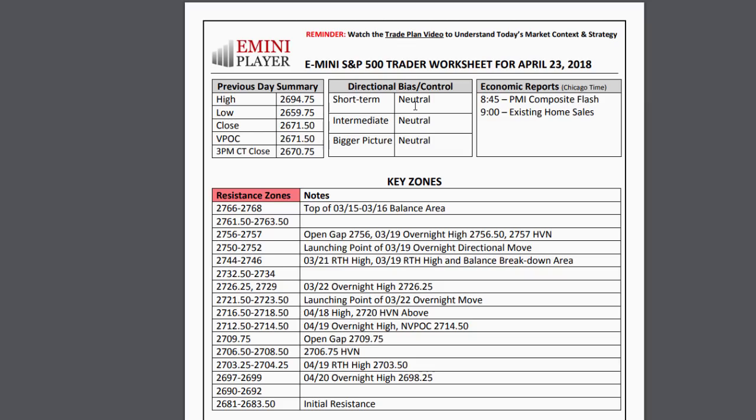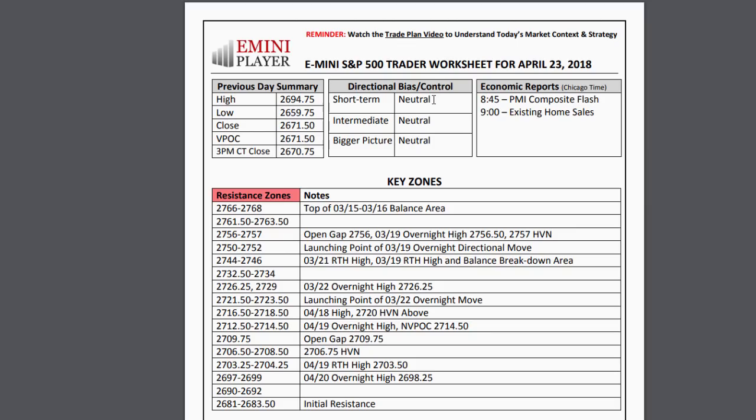Is there one side that starts to take control during the day? The idea is that when you take trades in the direction of the dominant bias, they're going to have a higher probability of working out and reaching their profit target. So for example, if the short term becomes bullish, that tells you, okay, I'm going to be a little bit more aggressive on the long side, and I'm going to be more careful on the short side.